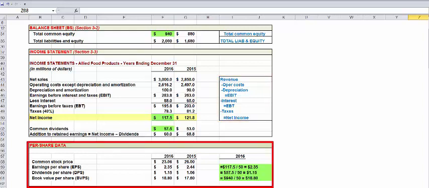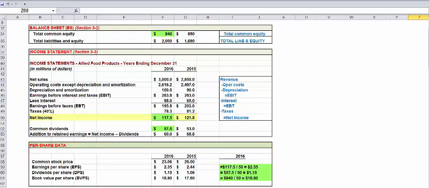Per share data divides various figures by the number of shares outstanding, which was given as 50 million. So earnings per share is net income divided by shares outstanding. For 2016, that's 117.5 million divided by 50 million, or $2.35 a share. Dividends per share is the total dividends paid divided by shares outstanding. For 2016, 57.5 million divided by 50, or $1.15 a share. Book value per share is total common equity divided by shares outstanding. So book value per share is the 940 total common equity divided by 50 million, $18.80 a share.